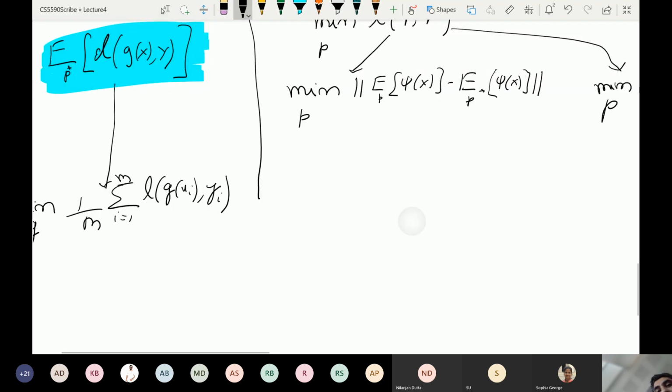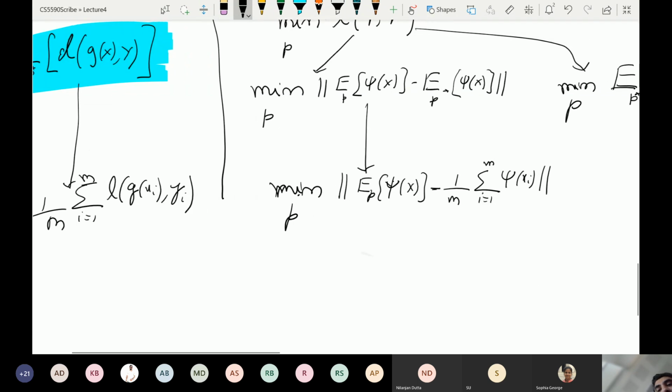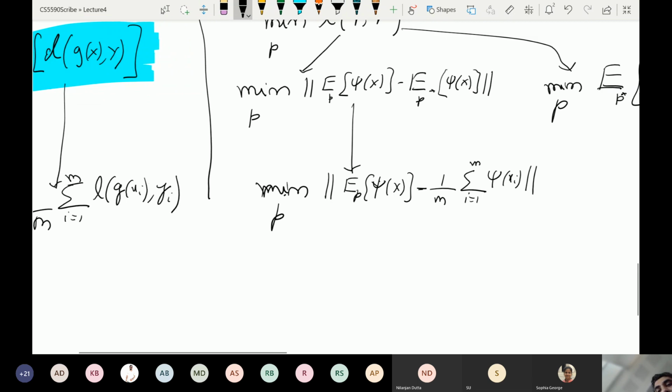So this can be approximated by what? Minimize with respect to P the expectation under P of psi of x minus 1 by m. So what is the sample version of this expectation? It is simply 1 by m, the sum from i equal to 1 to m of psi of xi, right? Everybody is clear with this step? So I just replace this expectation by the average.